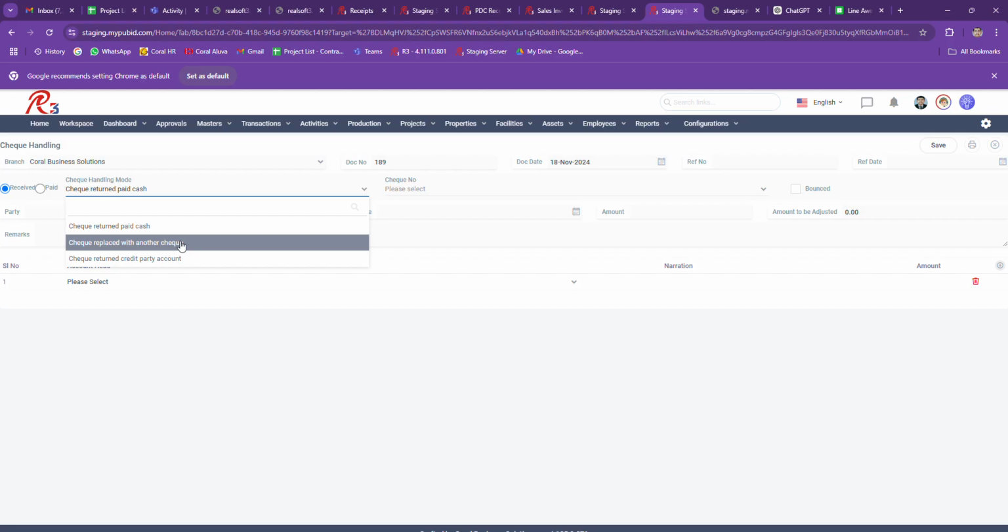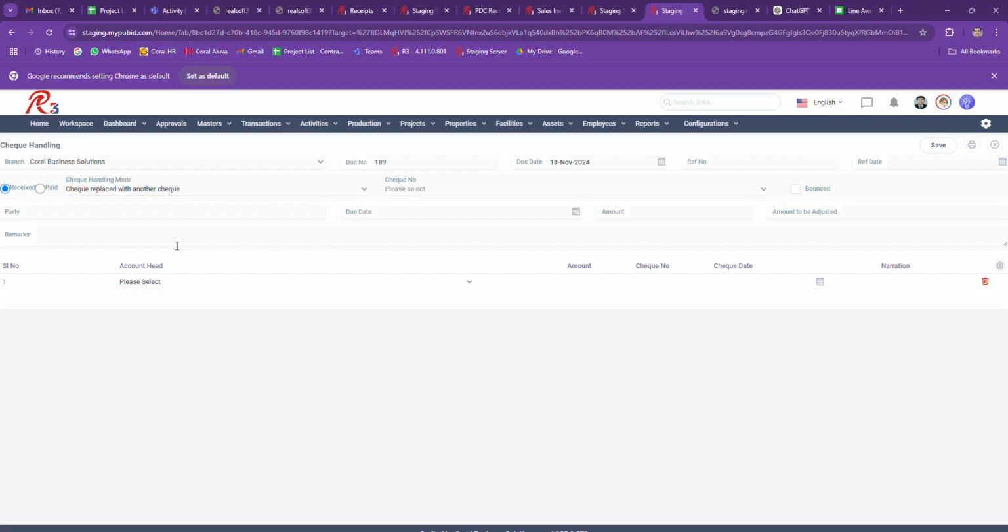Even without bouncing, this can happen. The party will tell you, don't deposit the check, we don't have money, just give me the check and we will give another check for another 30-40 days due. So after that only you deposit the check. So the check is replaced with another check. That is one option. So here you can select the party.